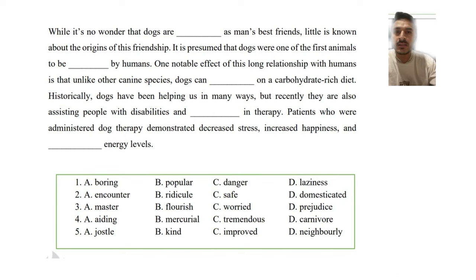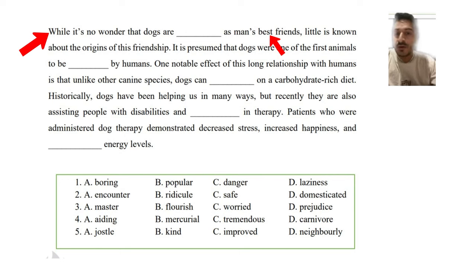Before blank is R, and what is the meaning of this line? Let's read it. While it's no wonder that dogs are dash as man's best friend, little is known about the origins of this friendship. What are the various options for option 1? Boring, popular, danger, laziness. So here in the first line you can see talking about best friends, which means positivity.